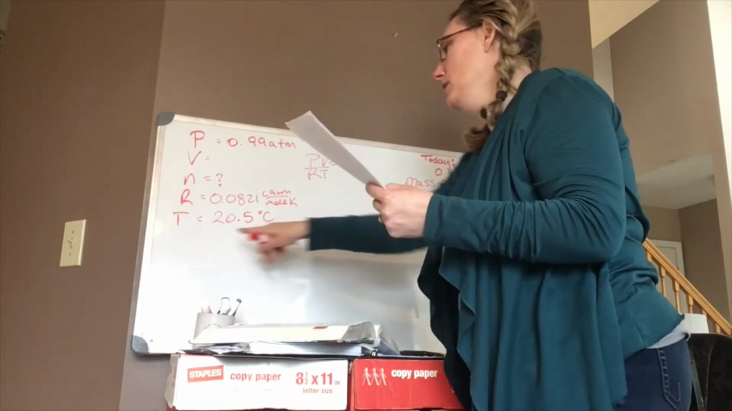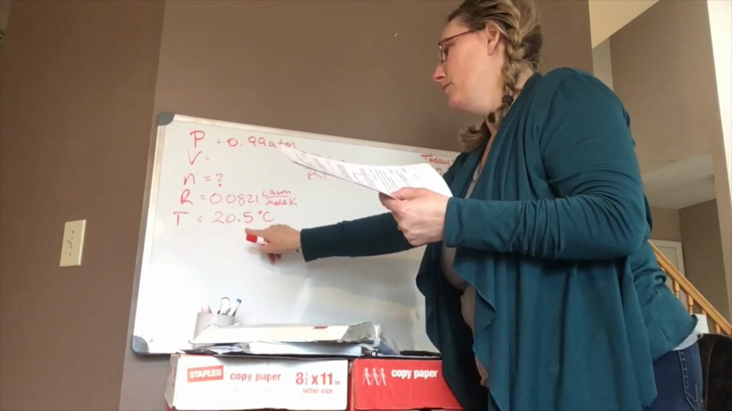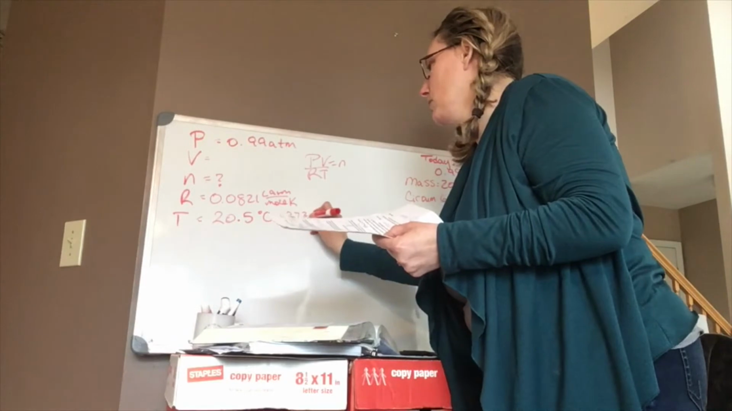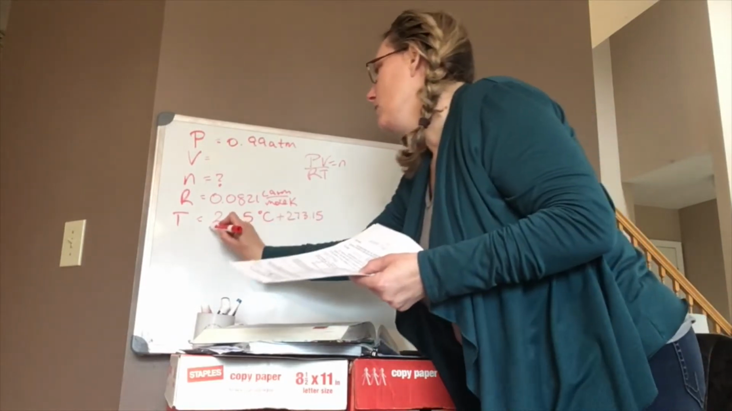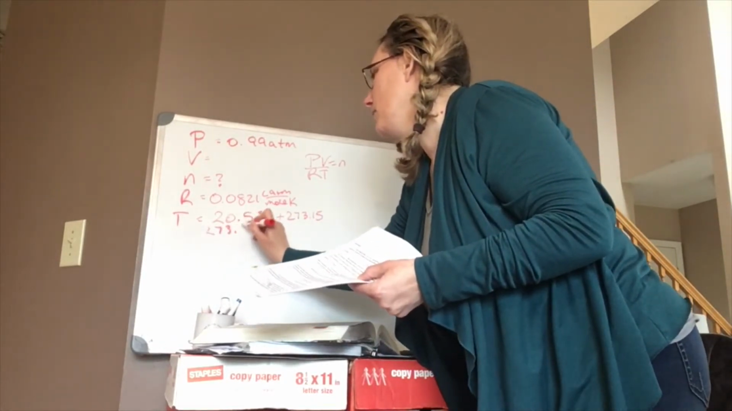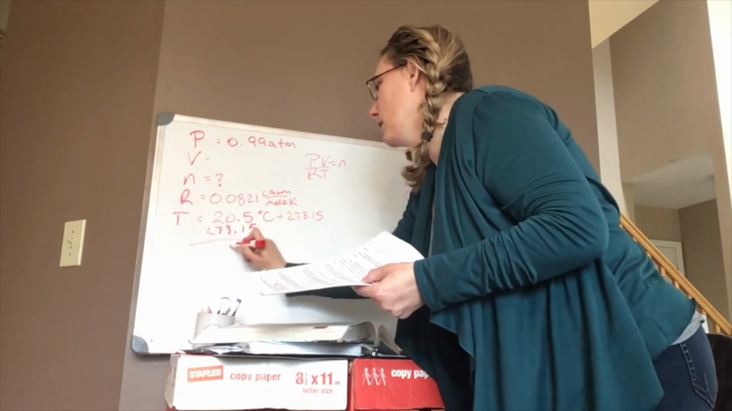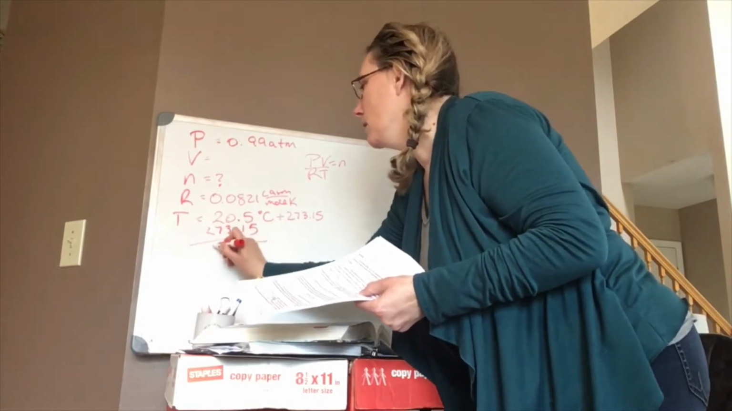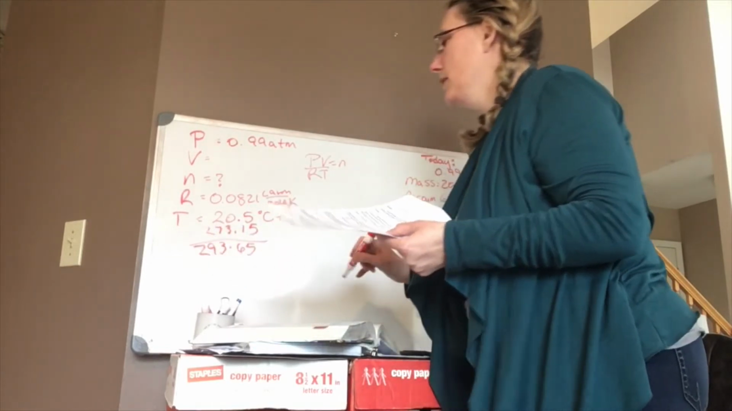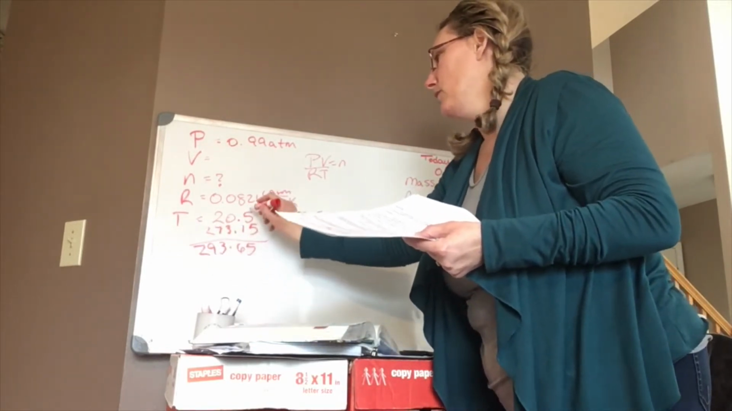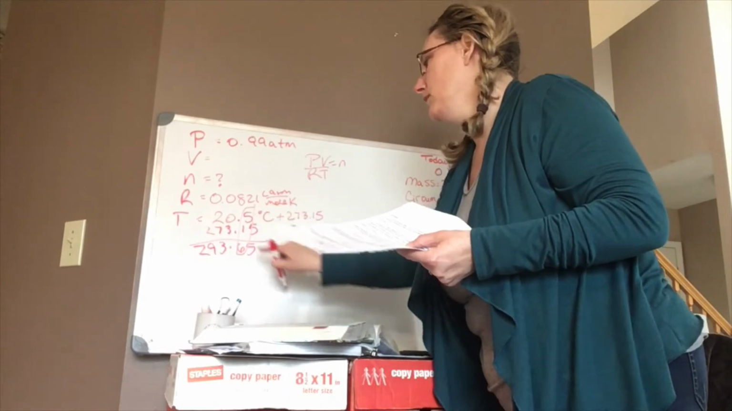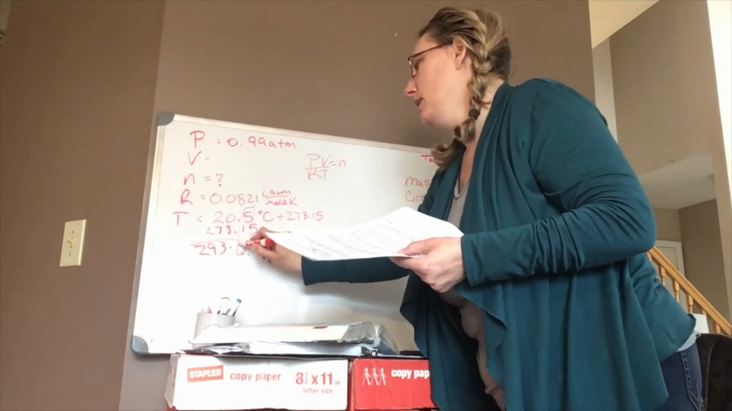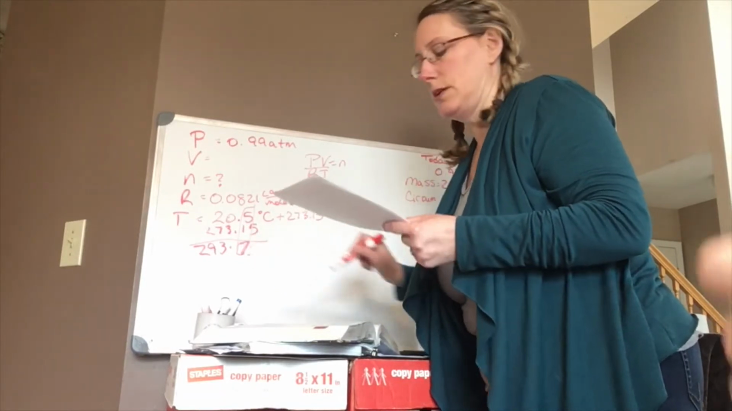Temperature is easy. Our temperature is 20.5, so we need to add 273.15. We're going to get a 0.65, so 293.65, and we have to round to the least significant place, so that rounds up to a 7. So 293.7 is going to be your temperature.